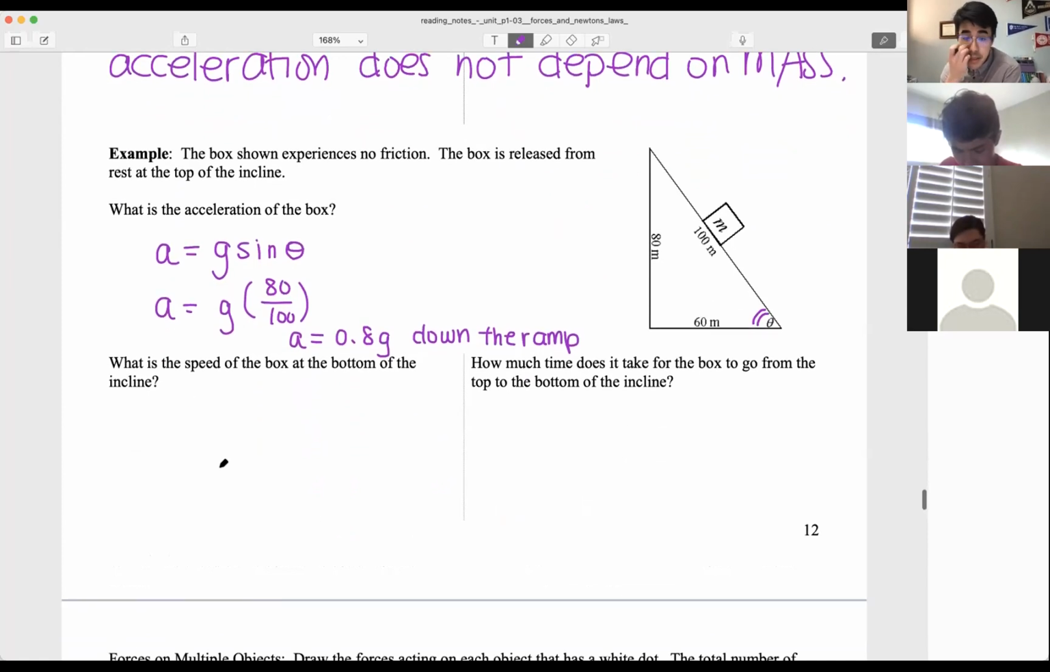And then for this speed stuff and the time it takes to go to the bottom of the ramp, that's where you're just going to use your kinematic equations. So I'm not going to worry too much about that.